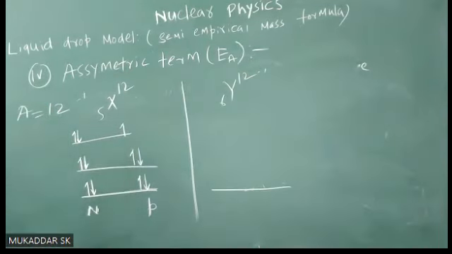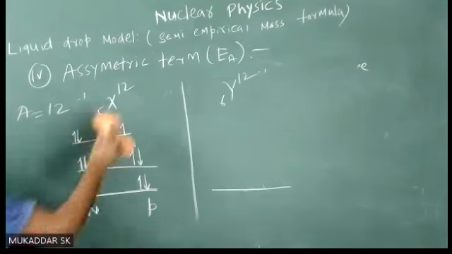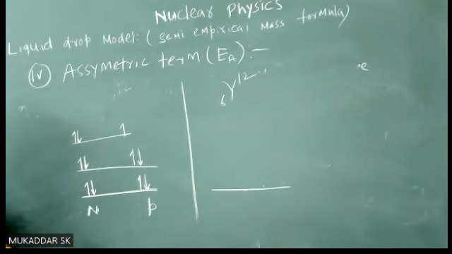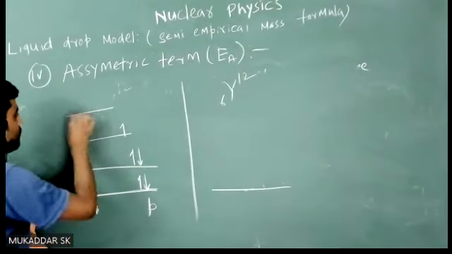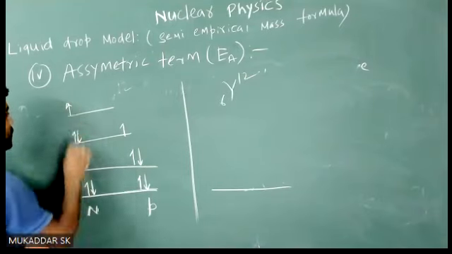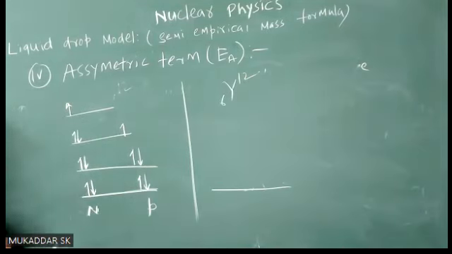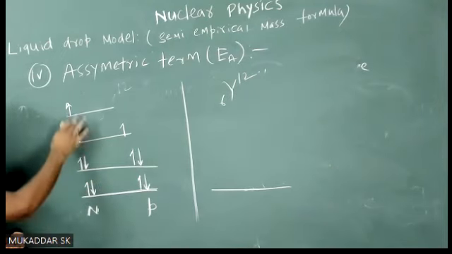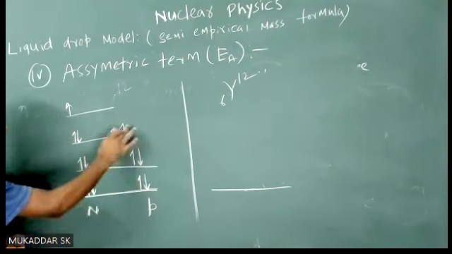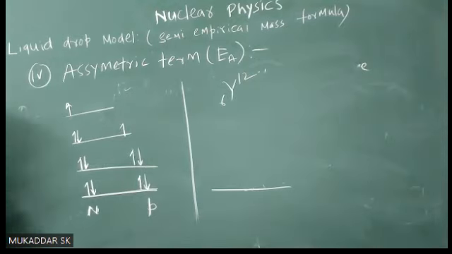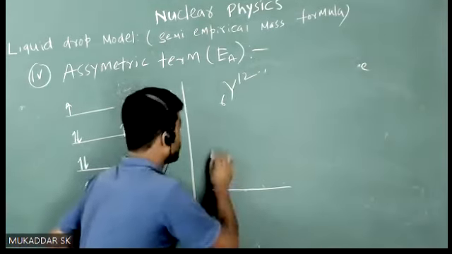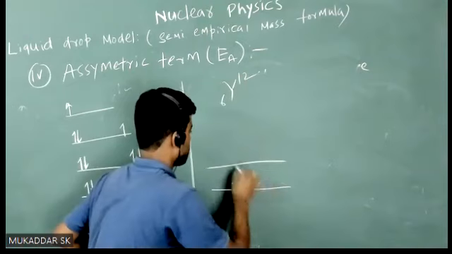Okay, then in the next state what will happen? There will be another neutron, right? So this is your filling. Neutrons are 7, so 2, 4, 6, 7. Protons are 5: 2, 4, 5. Okay, now in the second case also the filling will happen in the same way.